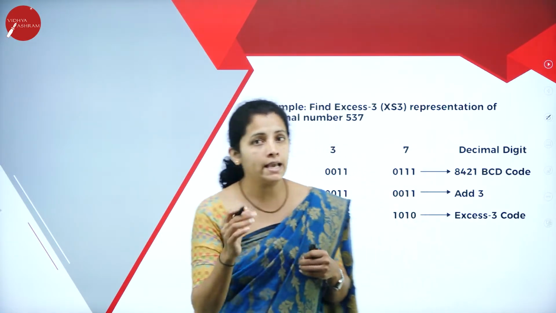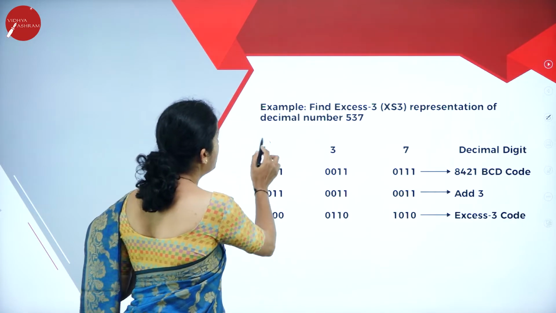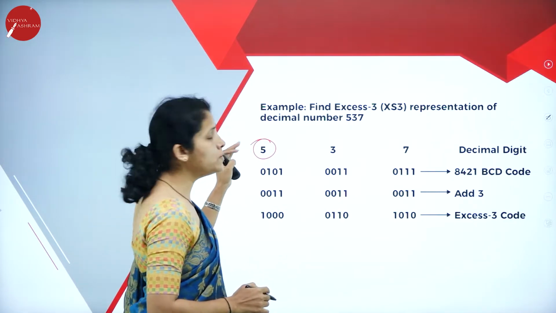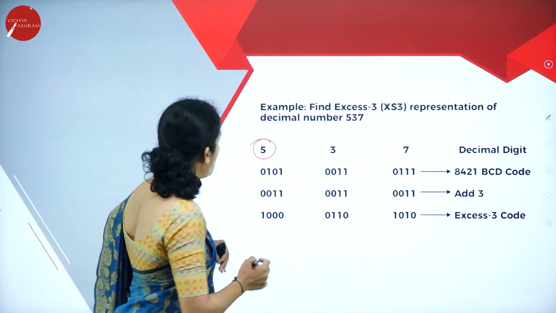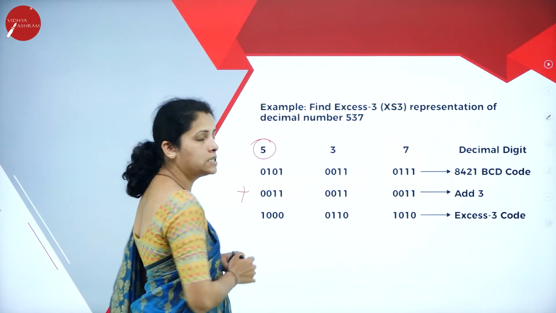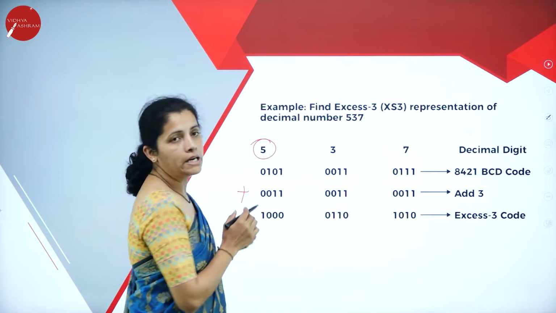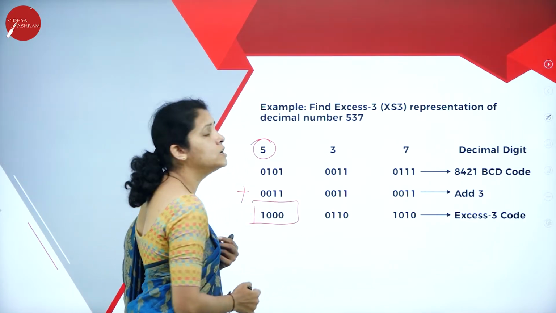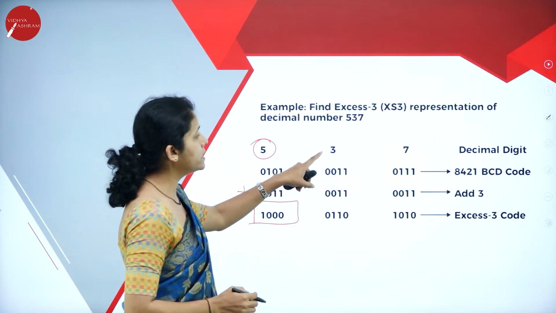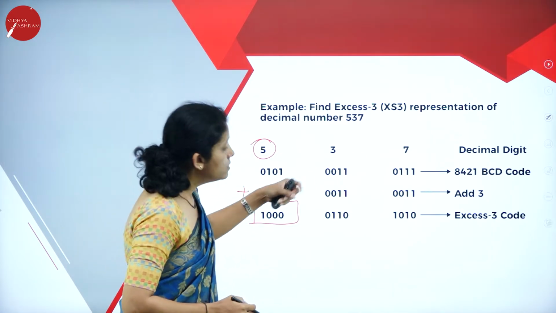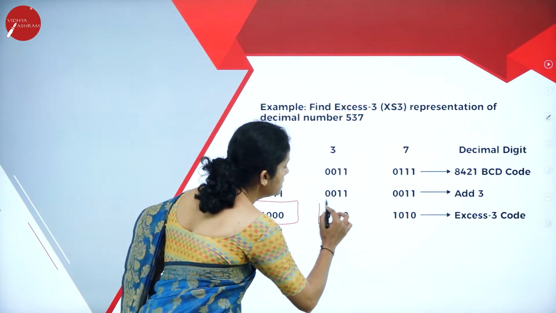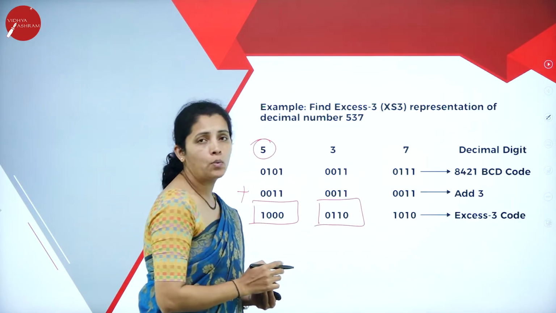Now I'm having the example here. See, I'm having 5. Now I want to convert this 5 to Xs3. So what I will do? I'll add plus 3 here. 5 plus 3, it is 8. So here I'm having 1, 0, 0, 0. And if I consider 3, I want to add 3. So 3 plus 3, it is 6. So to represent 6, I'm having 0, 1, 1, 0.